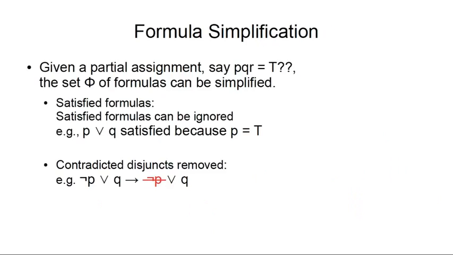Let's look at a further optimization that can save us work. For example, when we're given a partial assignment, say P being true, Q and R unknown, we can simplify the set of formulas we're dealing with. A formula that's already satisfied, say P or Q, can be simply tossed away and ignored. A formula that contains a disjunct contradicted by the partial truth assignment can be eliminated, arriving at a simpler formula.